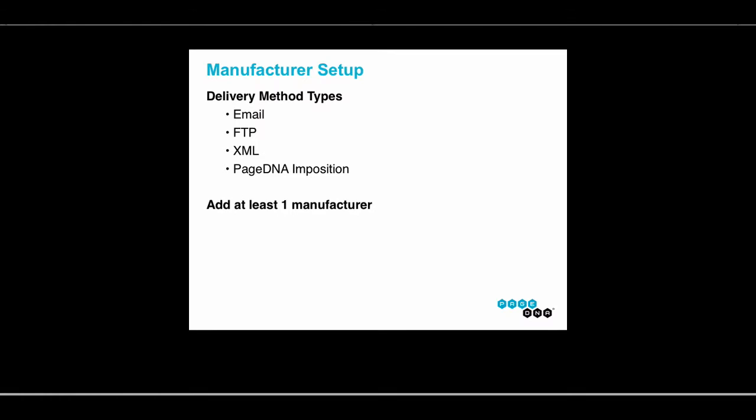You can add an email delivery method yourself. Other types need to be added by PageDNA. Please send an email to PageDNA support if you need something other than an email delivery method. And now let's take a look at Manufacturer Setup and how to configure an email delivery method.